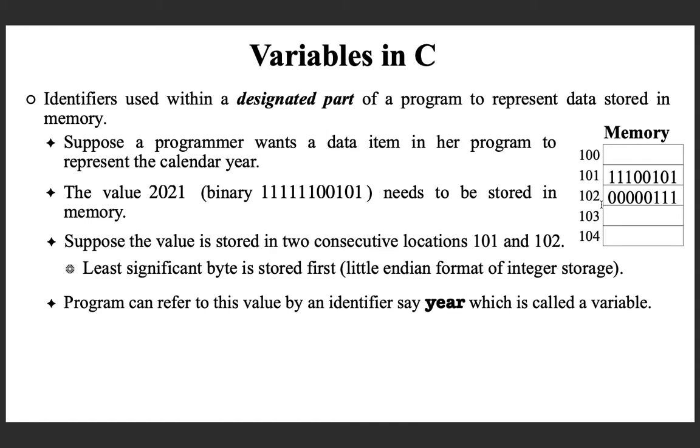Now, even though the value 2021 is stored in memory in binary form, in the program you can refer to this value by an identifier, say year. If you want, you can give the identifier year as the name of this data, and then year, the name or identifier used to represent this data in memory, is what is called a variable.